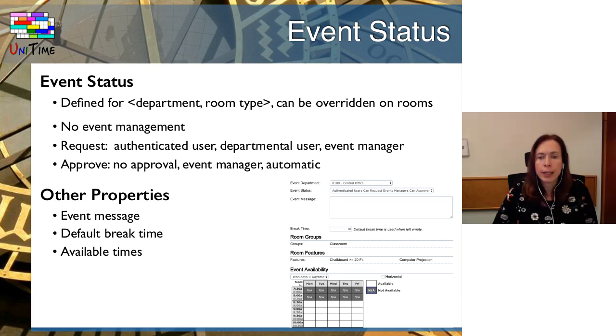And you can indicate for the whole academic session when the room is unavailable. So there are two ways. If you need to indicate unavailability for the whole semester or whole academic session, you do it here through event availability. Or if you have just one-time unavailability, you can put in that not available event.